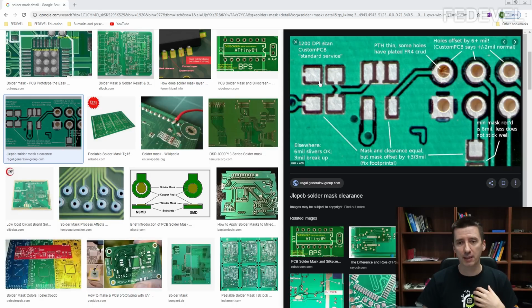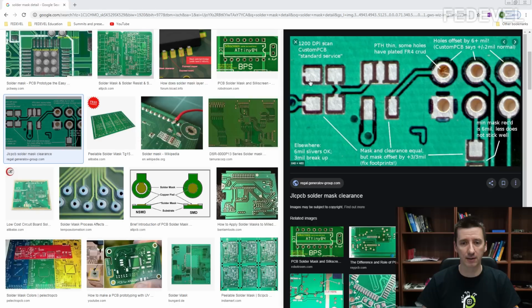When I'm creating footprints, I always create the mask opening a little bit bigger than the part, because I would like to see how it is going to look on a real board. Especially I'm very interested to see if there will be these slivers or the separation between parts which are too close to each other. So normally I use 0.1 millimeter bigger opening than the part.